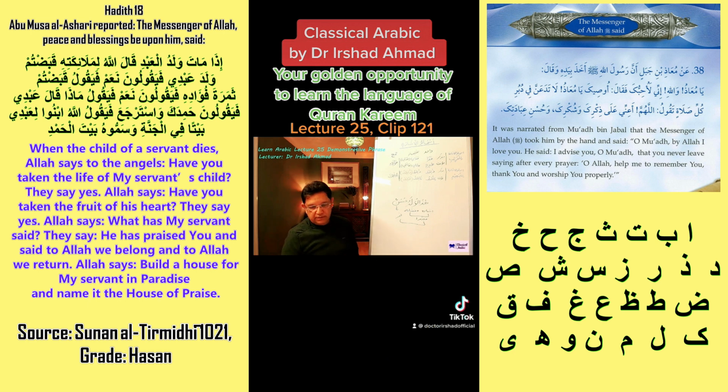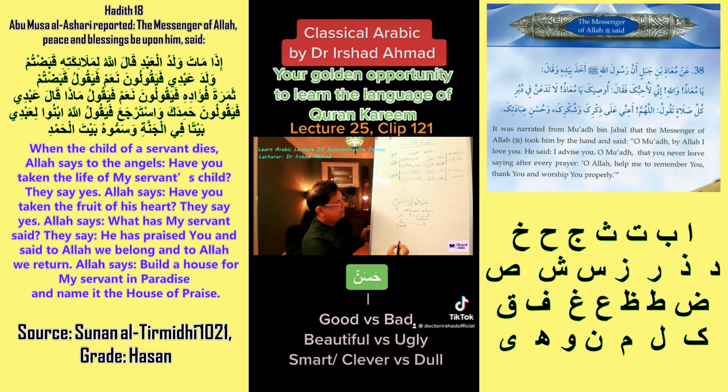This boy is good. The translation of hasanun could be good. We can also say beautiful. And we can also say smart. So just like in any other language, for example, English or Urdu or French, some words can have more than one meaning. So hasanun can have all these three meanings, and it will depend on the context, what translation we do. So if the discussion is whether the boy is good or bad, we will say the boy is good, which means not bad.